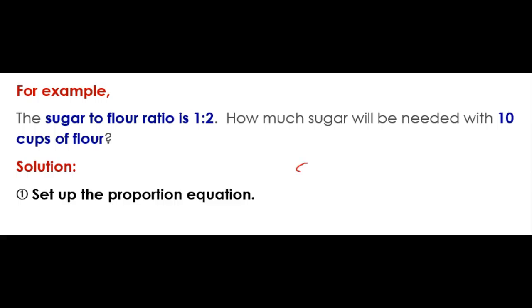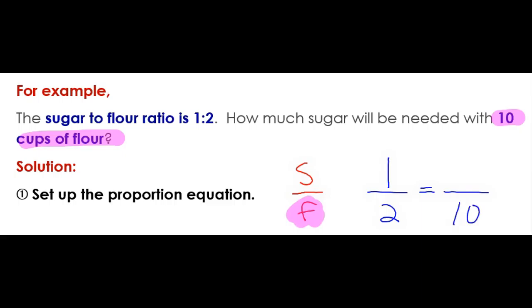So I know that, sugar to flour, okay, everything pertaining to the sugar is going to be on the top side of my proportion, and everything related to the flour is going to be on the bottom side. This isn't actually part of my equation, but it's important to keep things organized. So I know that sugar to flour is 1 to 2. And what other piece of information do I have for the second ratio? Well, I also have the fact that I have 10 cups of flour. And because I have information about flour, that's going to go on the bottom half of my fraction, that's where my 10 cups are going to go.